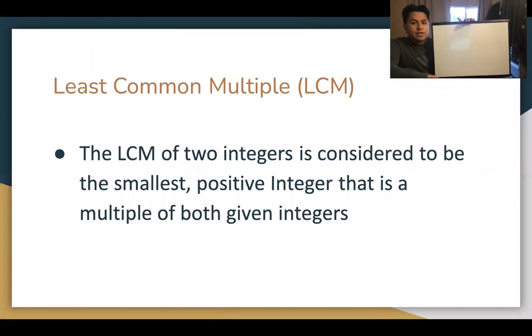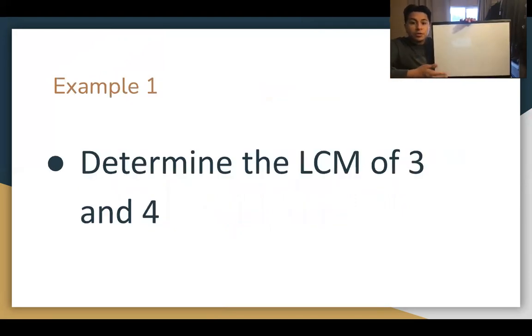So what is the least common multiple, or the LCM? The LCM of two integers is considered to be the smallest positive integer that is a multiple of both given integers. So basically the smallest multiple. It's a straightforward least common multiple, smallest multiple. So I will be showing you guys exactly how you could find it.